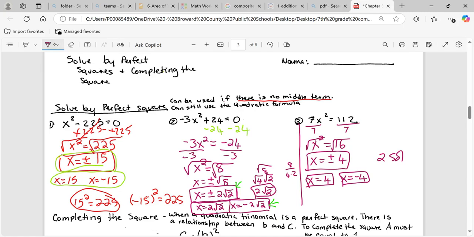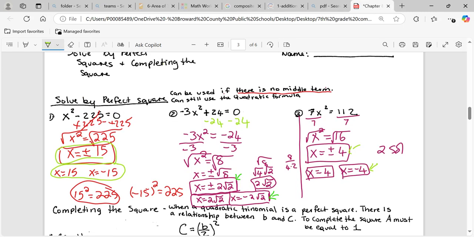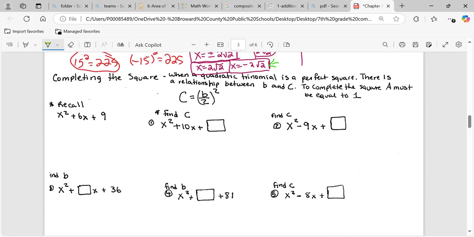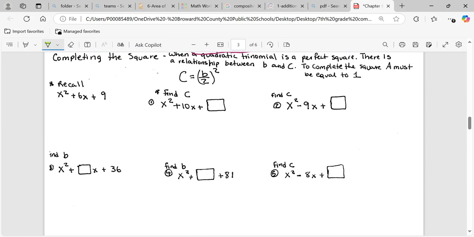And you could see it either way. All right, so let's come on down. That is 8.3, solving by perfect squares. We usually put it together with completing the square. Now, completing the square tends to be a little bit more challenging.